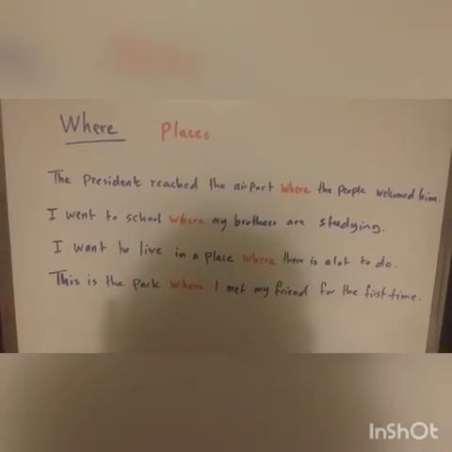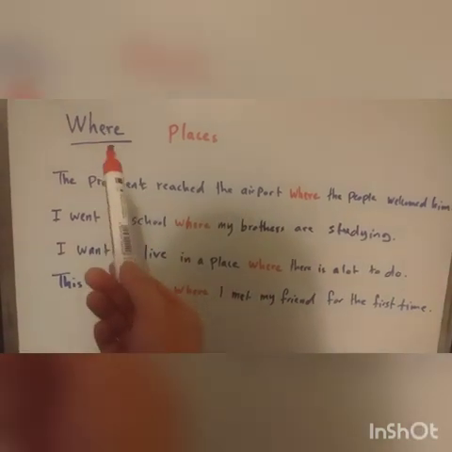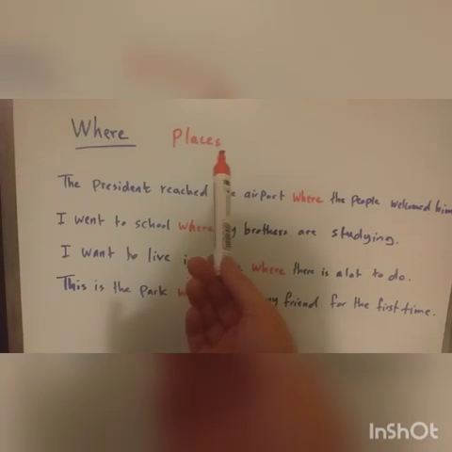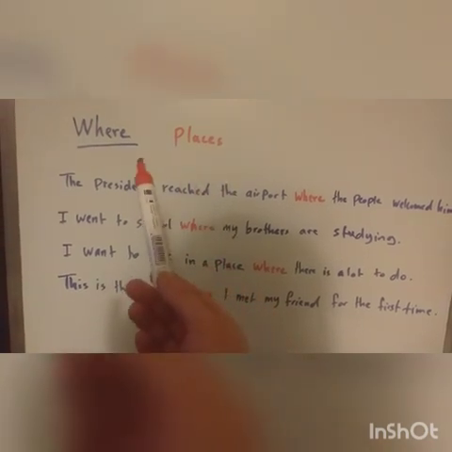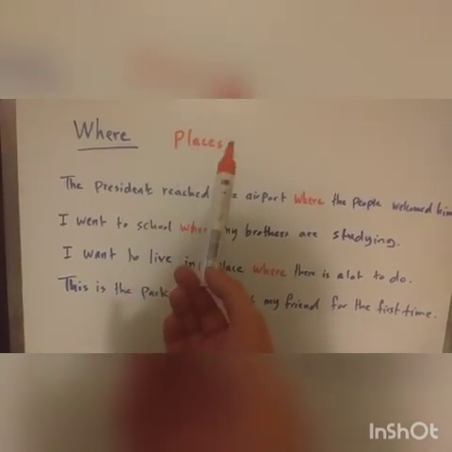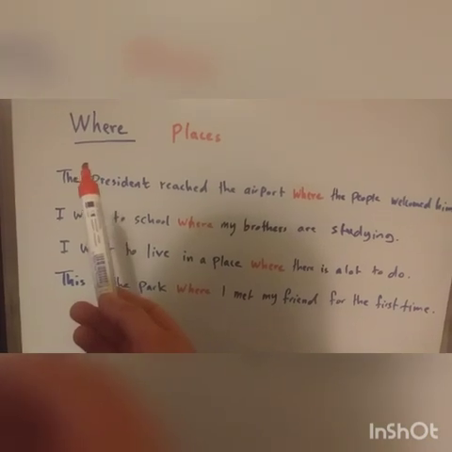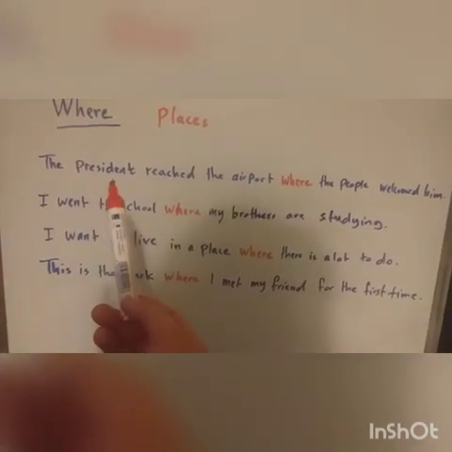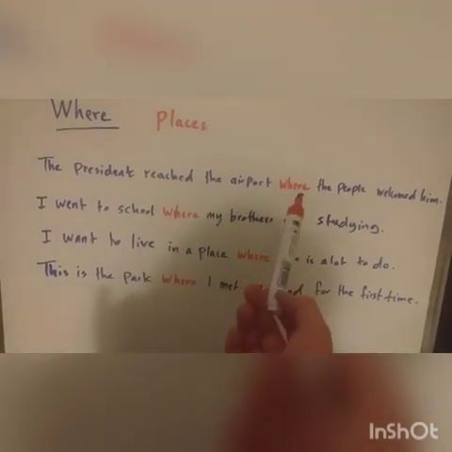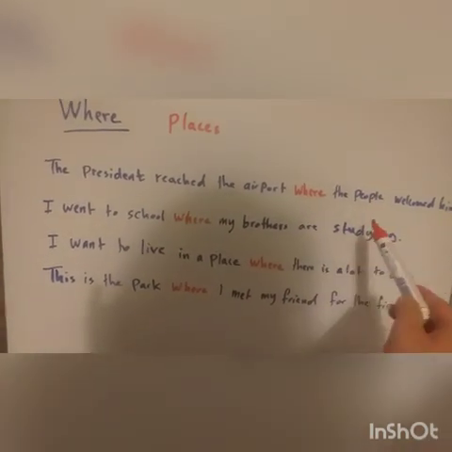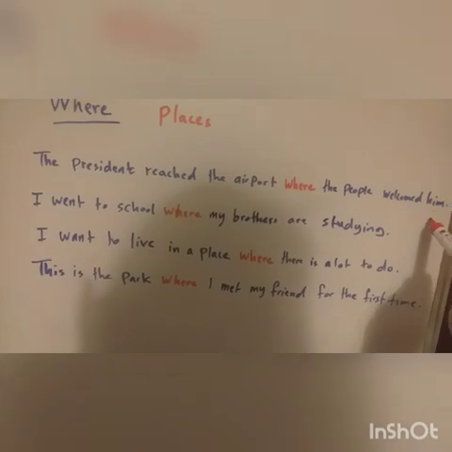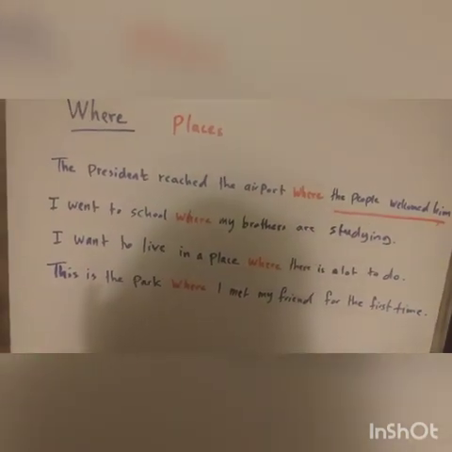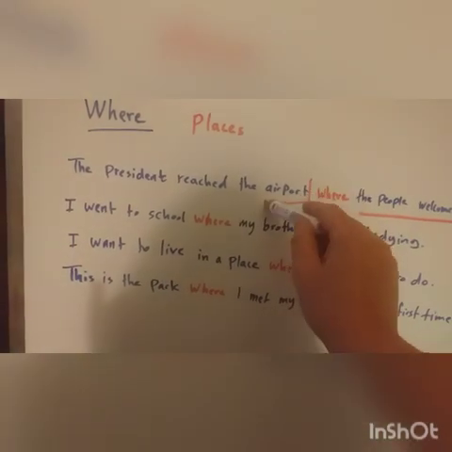And for places, we use the relative pronoun where. So we use where when we talk about places. If you see a place in the sentence, you have to use the relative pronoun where. Let's look at the examples. Number 1: the president reached the airport where the people welcomed him. Here we have connected the place where people welcomed the president, which is the airport.